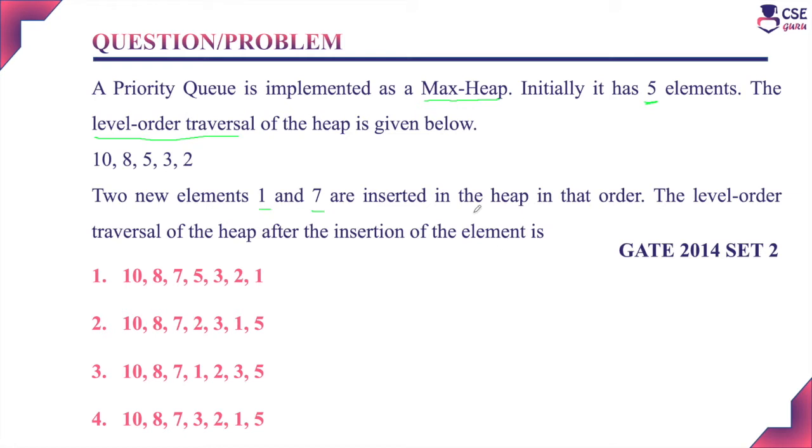So here the max heap data structure is given with 5 elements initially. The level order traversal of the heap is given, and then two new elements 1 and 7 are inserted in the heap, and after insertion we need to find the level order traversal of the heap. To solve the problem, we need to know two main concepts of data structure. One is max heap and another one is level order traversal.